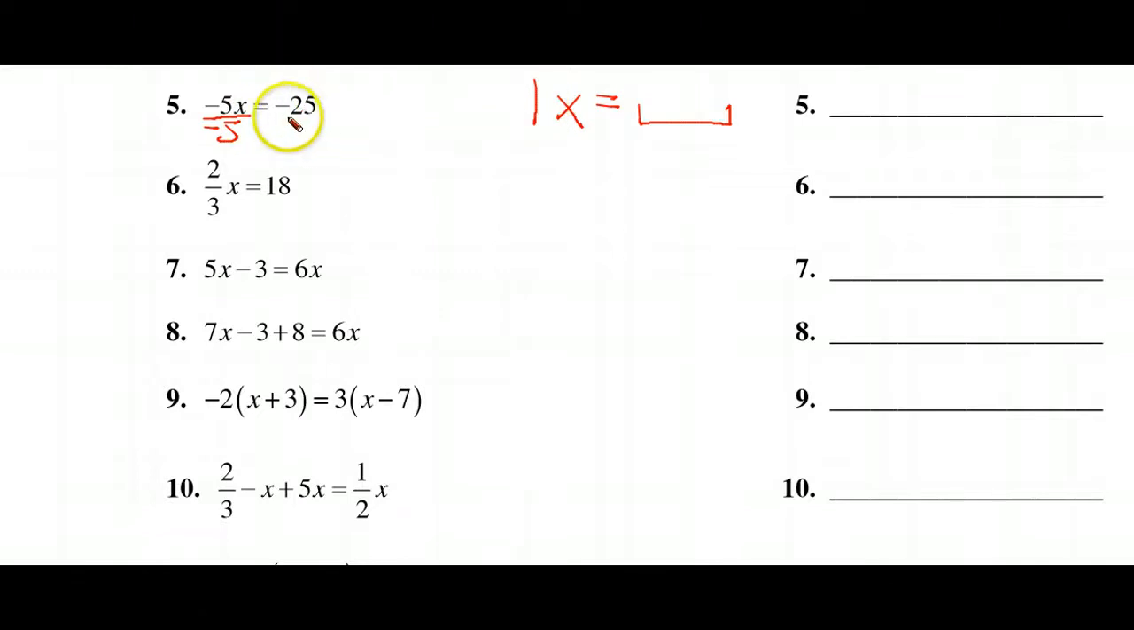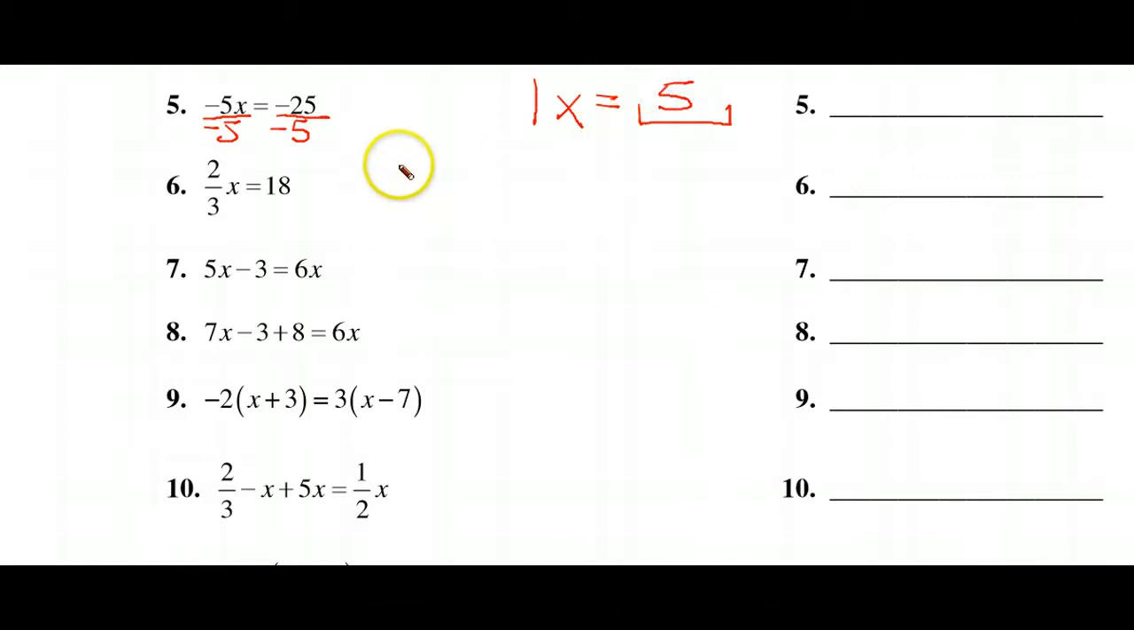So a -5 divided by a -5 makes it a +1. Now to keep the balance, we had to do something to one side. We must do it to the other side. And be careful about this because sometimes this is where a student will make an error that they'll forget to put the negative in front of the 5. So this then becomes a +5.